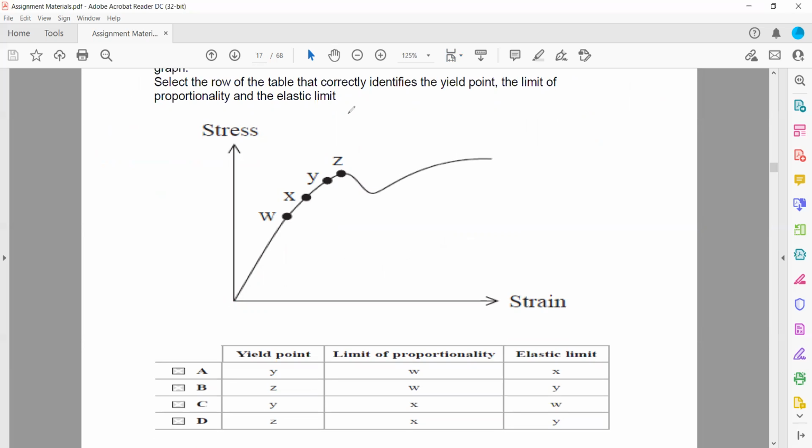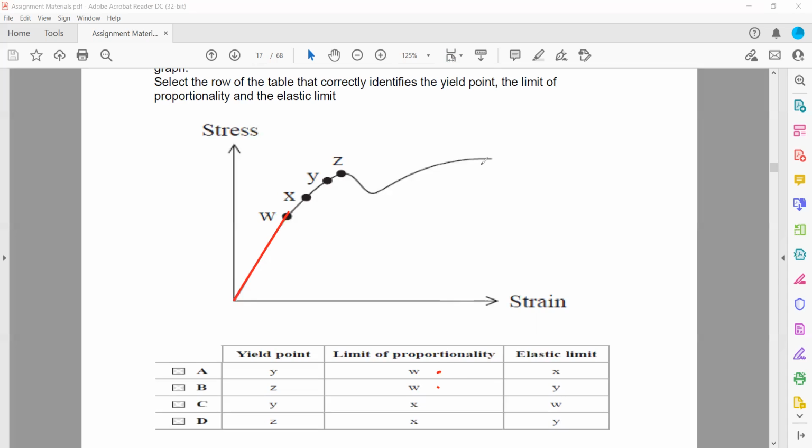So if we work out the proportionality limit first, the proportionality limit is the last point where the line is straight. So it appears that till W the line is straight. So it means the proportionality limit is W. So either A will be the answer or B.